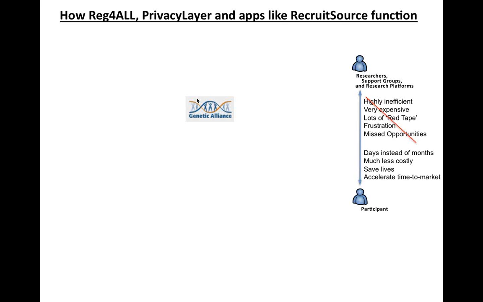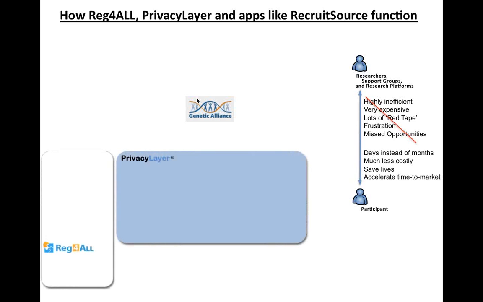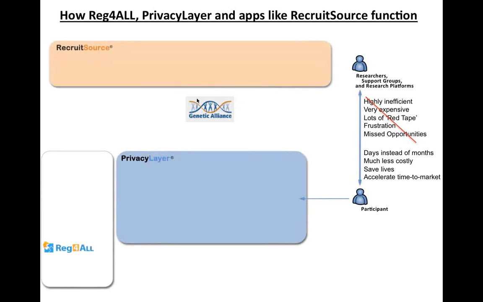What Genetic Alliance has sought to do with this whole platform is to change months of time to get contact with people into days or maybe even hours, to reduce the cost and to accelerate how fast research can occur. The way that's being accomplished is through two platforms, Privacy Layer and Reg4ALL, which the participant interacts with, and the platform of RecruitSource, which we'll look at in a moment, which the researchers, support groups, and research platforms interact with.